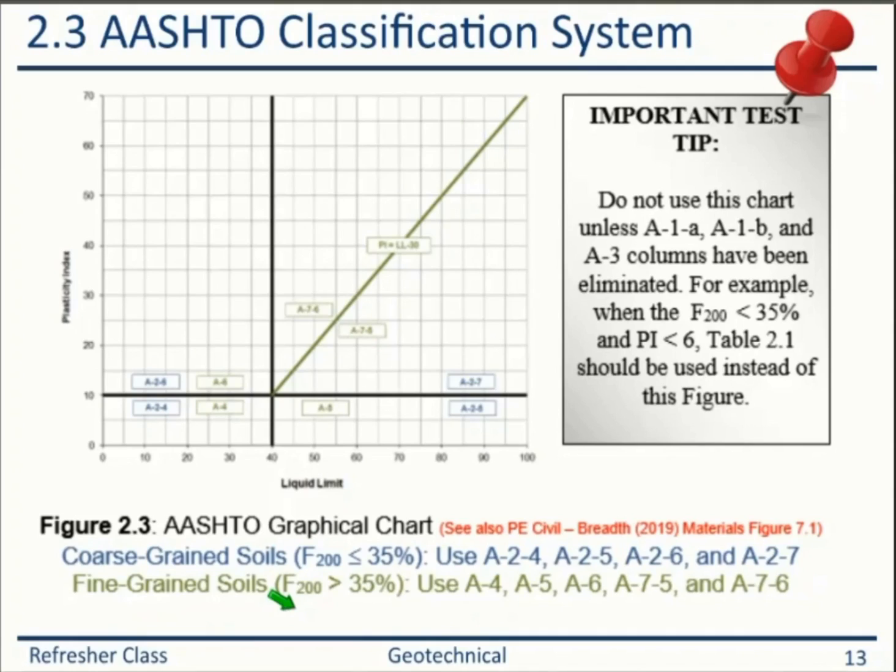Okay, so if you know the liquid limit of the soil, and if you know the plasticity index of the soil, plot the values of PI and liquid limit and look at where it lies. Wherever it lies, you will have two values. Let's say if it lies above this line or below this line, then there are two types of soils. Depending upon the percentage passing through number 200 sieve, either you will pick this or this.